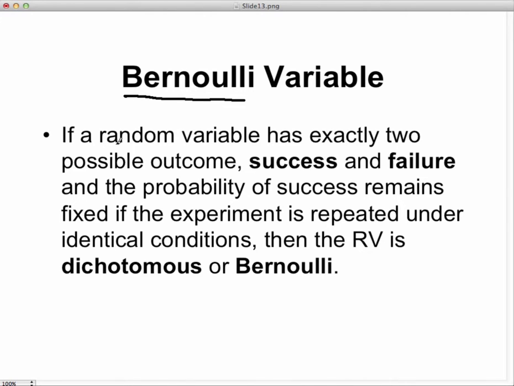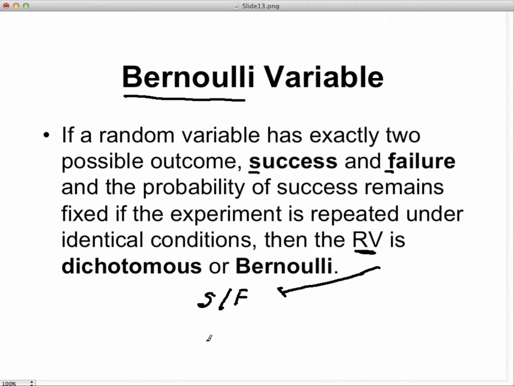Anyway, a random variable that has exactly two possible outcomes, which we will define as being either success or failure. If the probabilities of those successes or failures remain fixed, and the experiment is repeated under identical conditions, the random variable is called dichotomous or Bernoulli. So basically, the fundamental idea here is that you have only two possible outcomes, only two things that can happen. It's either going to be a success or it's going to be a failure.